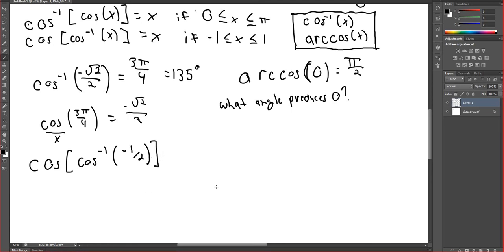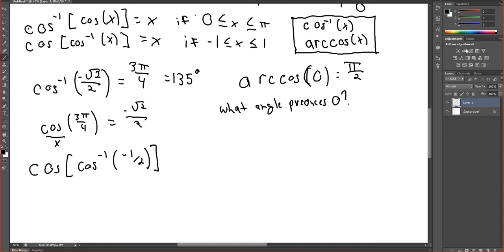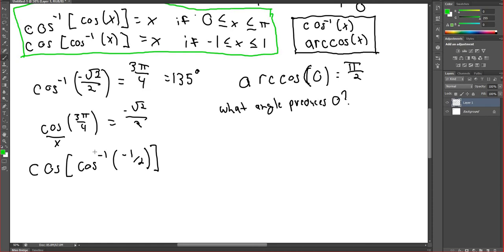Okay, so right now we are going to be using one of our properties that's just above. So if we look, right now we have cosine inverse on the inside of the parentheses, so we're going to be using our second identity. So does negative a half fall between negative 1 and 1? Yes. So our answer is just negative a half.